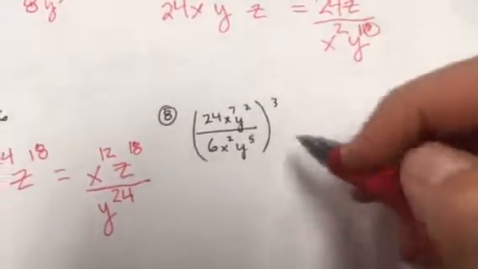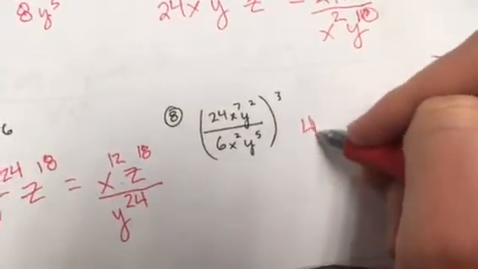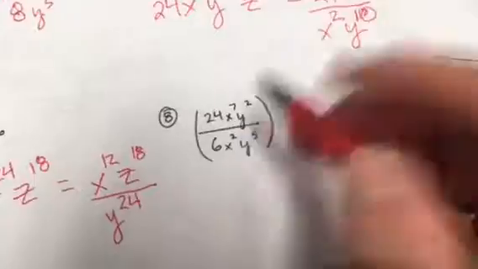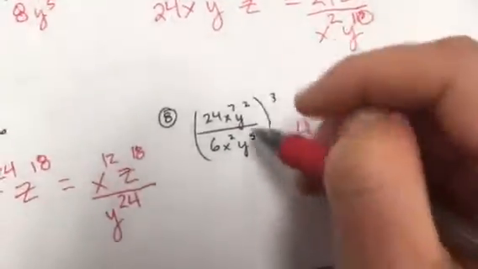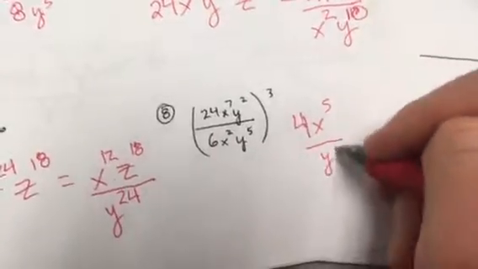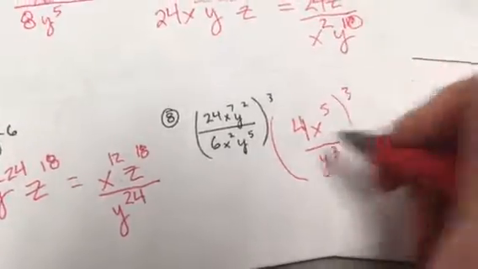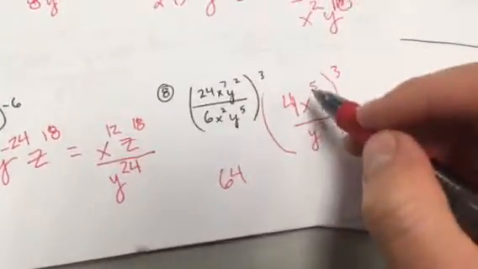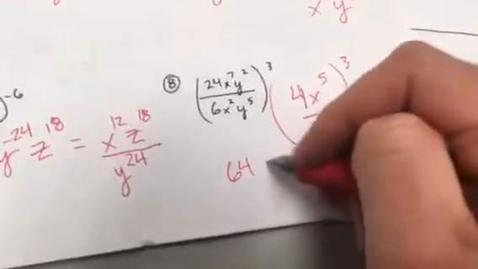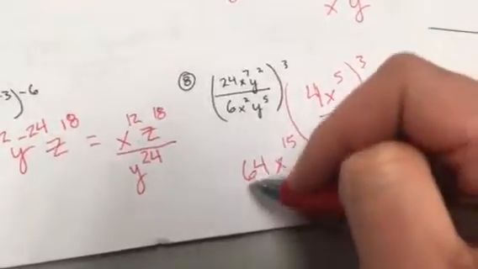Just like I did in, what was that, number 3. Number 8 here, I might want to simplify. 24 divided by 6 can be simplified. It is 4. Now, the top has more x's. The top has 5 more x's. The bottom has more y's. The bottom has 3 more y's. So I'm going to take that, I'm going to cube everything. 4 to the third power is 64, not 12. Then I do a power to a power. 5 times 3 is 15. Power to a power, 3 times 3 is 9.